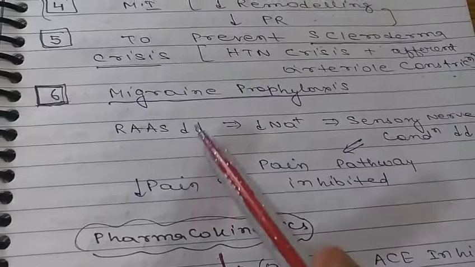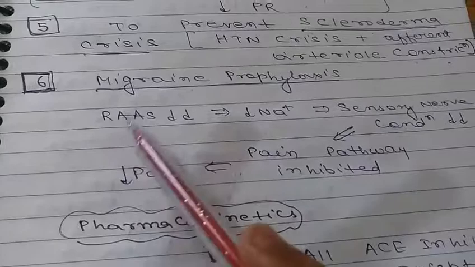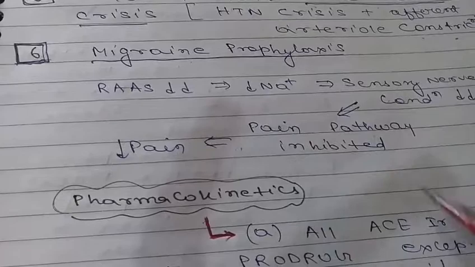Next one, it can also be given in migraine prophylaxis, because if RAS is decreased due to ACE inhibitor, then sodium amount will be decreased, then sensory nerve conduction will be decreased because sensory nerve conduction depends on sodium, and so the pain pathway is inhibited, and pain pathway inhibition means decrease in pain.